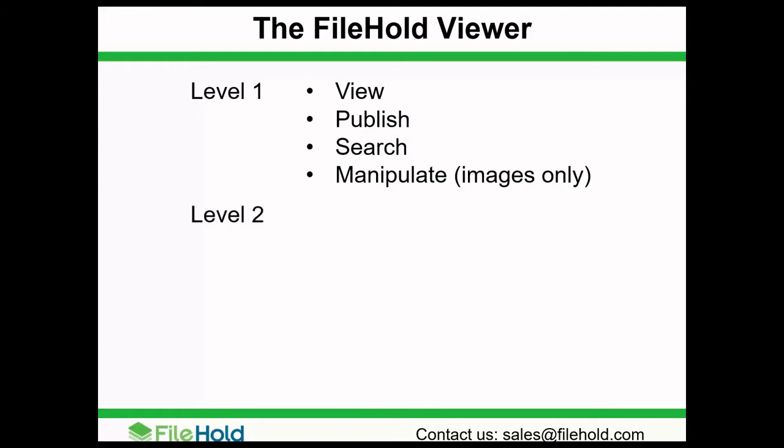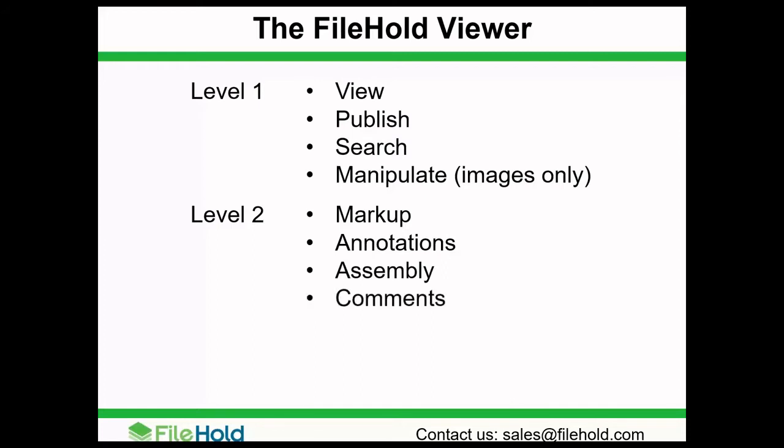The level 2 viewer is the next step up, and it's a more advanced license. It's where it allows you to do things like mark up a document, to be able to put annotations or anything like that on it. You can do assembly, so you can put multiple documents together and batch them together into a new PDF. We can also do comments on it, so you can make notations as you need to. And it also has expanded doc support. So for example, we can look at Excel documents using the level 2 viewer.